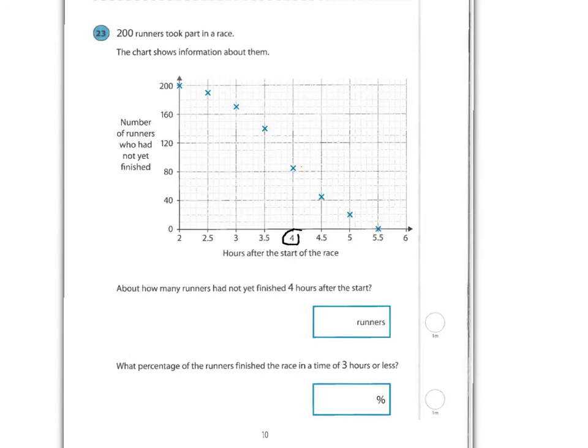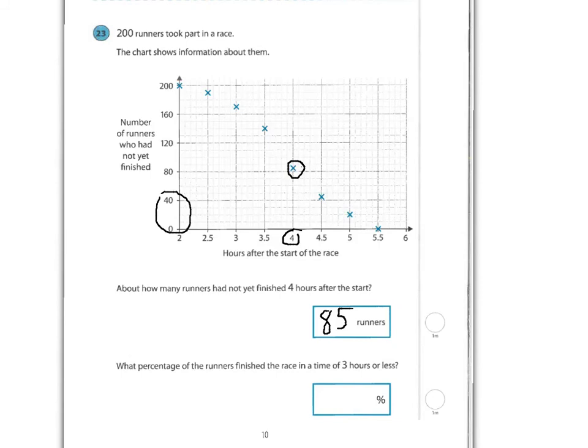So I'm very quickly going to have to figure out what each square is worth. Now if we take a look at the first part of the graph, from 0 to 40 we can see that's been split into 4 squares. So every square is worth 10. So because this is half a square above 80, it's going to be worth 85.